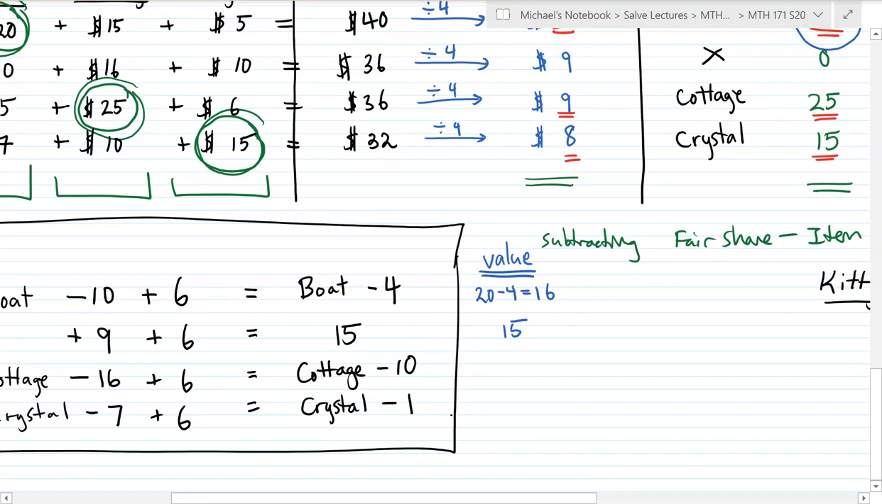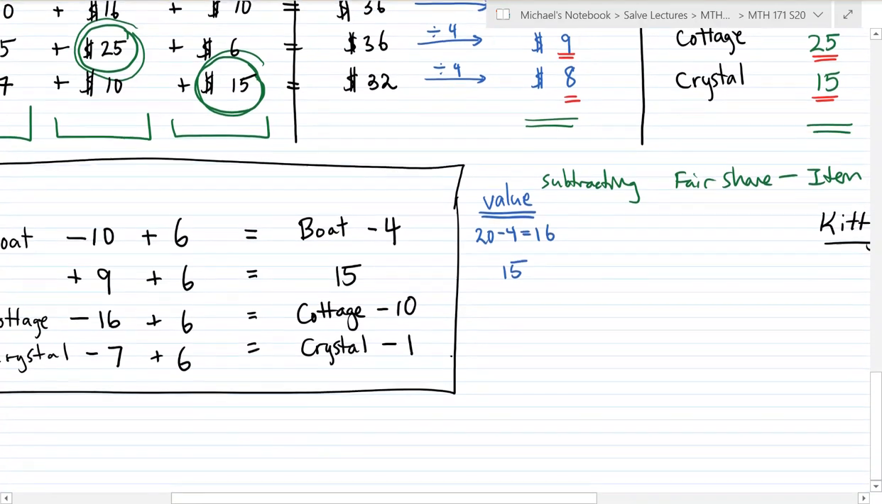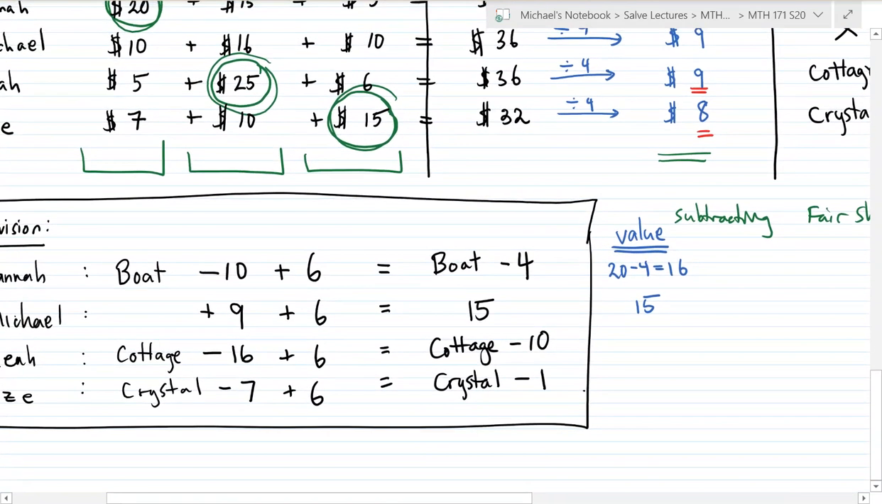It's easy for Michael. He just has $15,000. Leah has the cottage, which was $25,000. Again, just looking up here. Minus 10, so it looks like she has $15,000. And Aze has the crystal, minus $1. So crystal's worth $15,000 for him, and you subtract 1, looks like he has $14,000 in total.